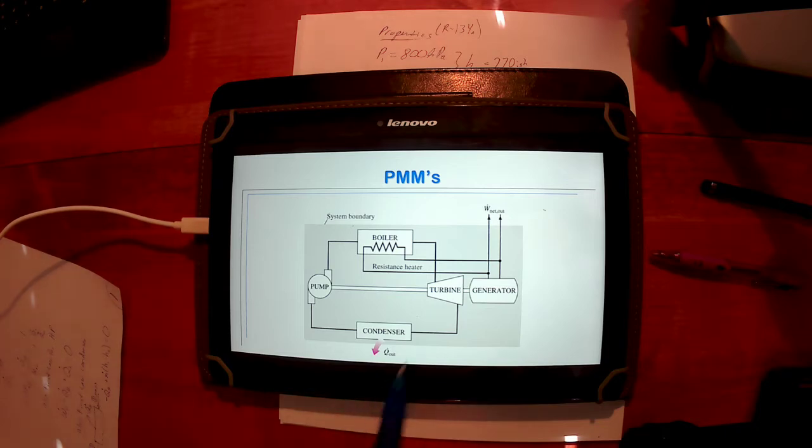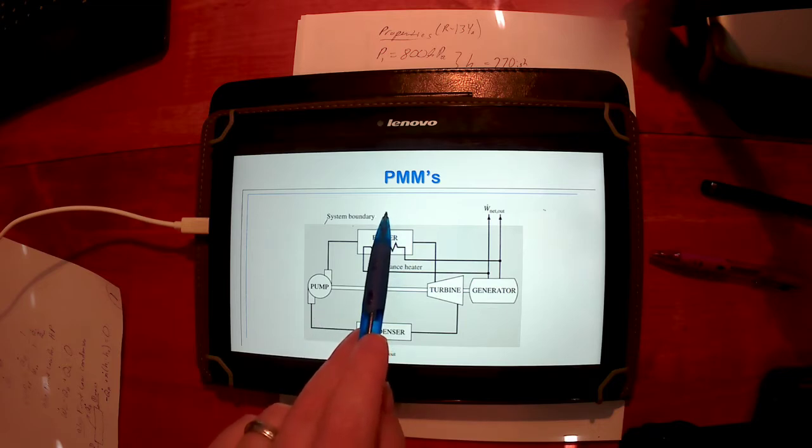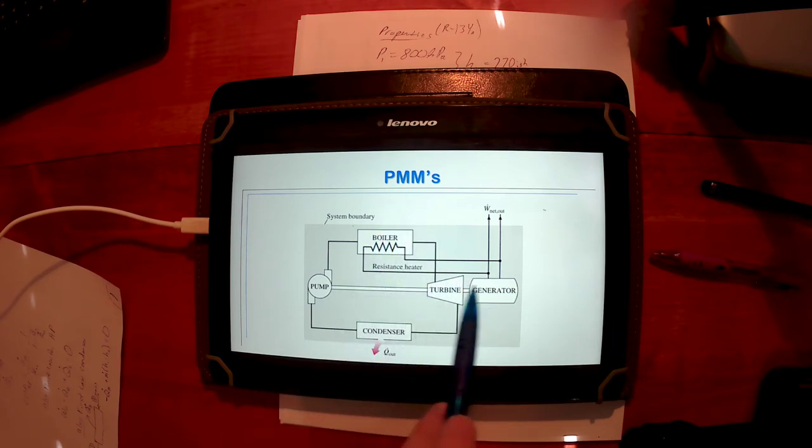Cool idea. Let's take a regular heat engine that we just saw, and instead of supplying a heat source to the boiler that we're going to have to pay for, unless it's the sun, let's just replace that heat source with a resistance heater. Let's take some of the power output off the turbine and hook that right into the boiler. Save a step.